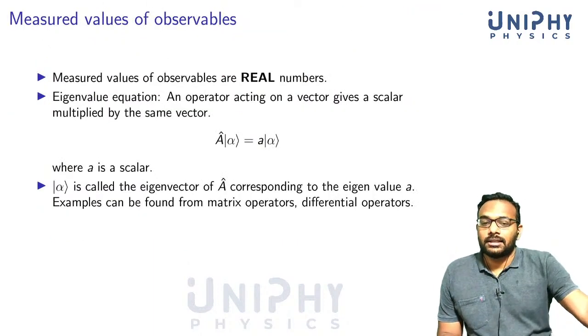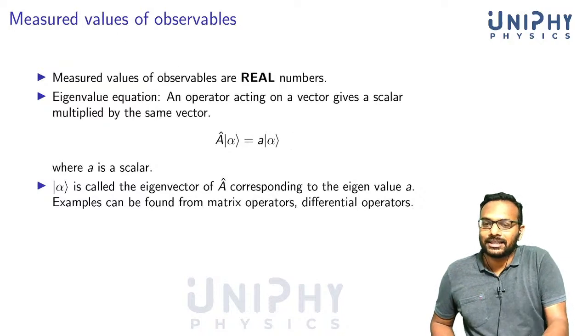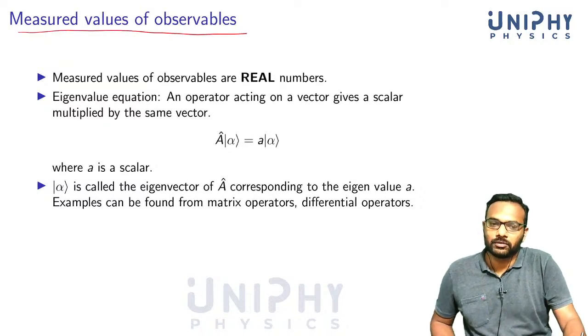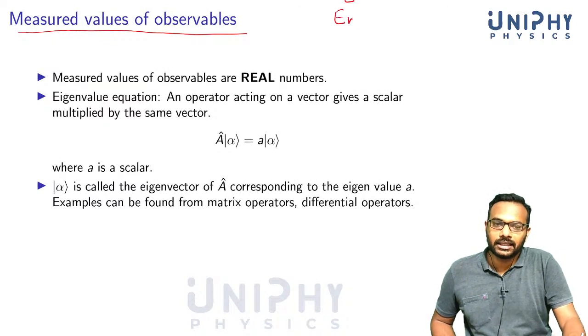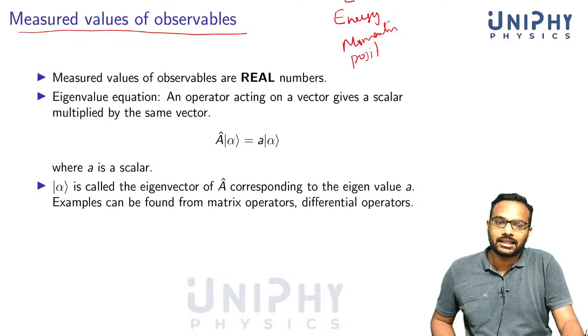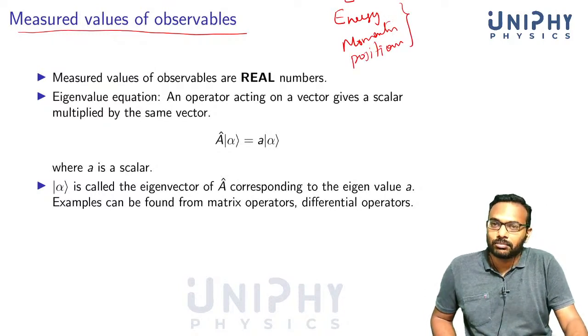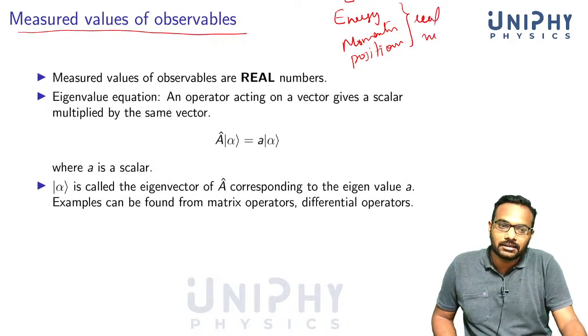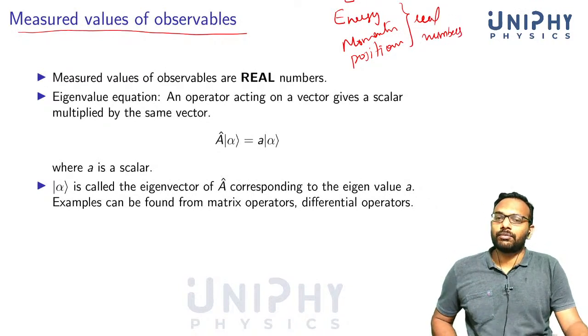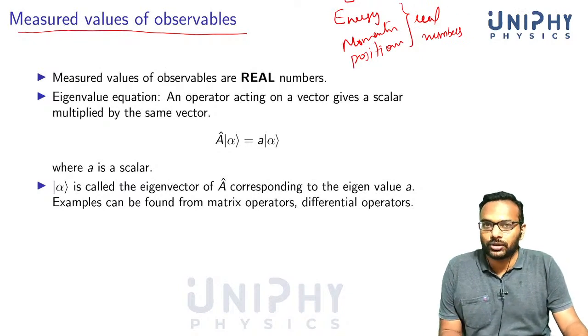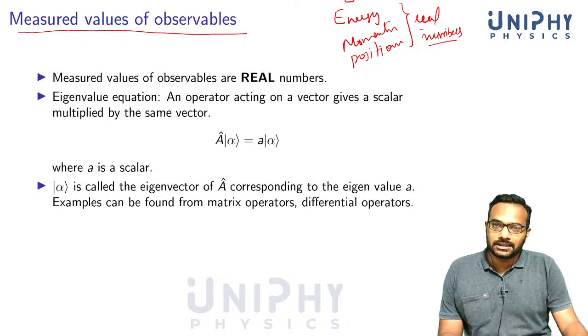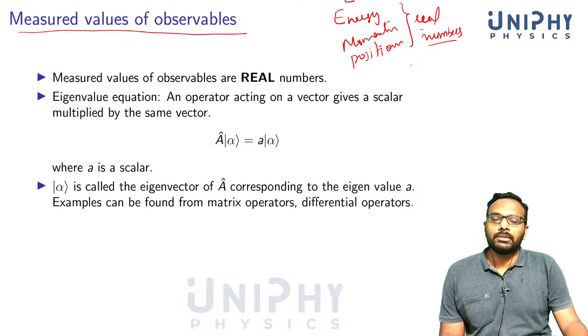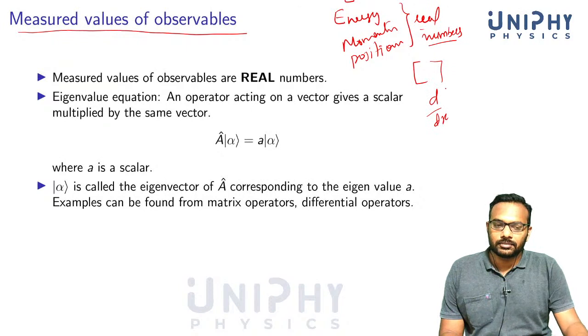Now there is another problem. We can actually measure the values of observables. We can measure the energy, the momentum, the position. These things can actually be measured, and what we get are not matrices, what we get are real numbers. When you make a measurement of an observable, you get a real number. You measure an energy, you get a number. You measure the momentum, you get a number. You measure the position, you get a number. Not any matrix or d by dx. We don't measure d by dx.